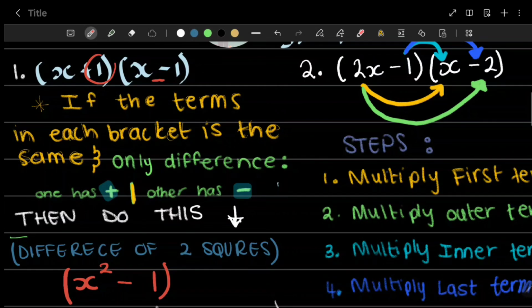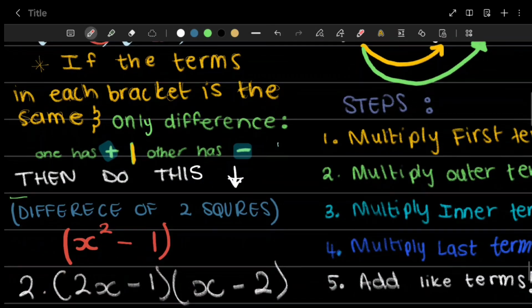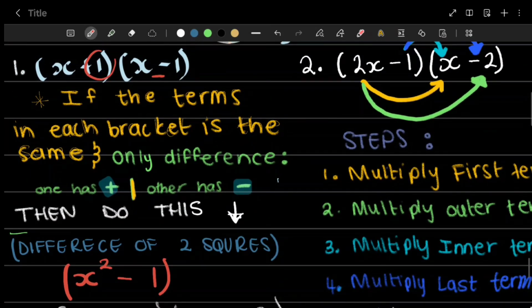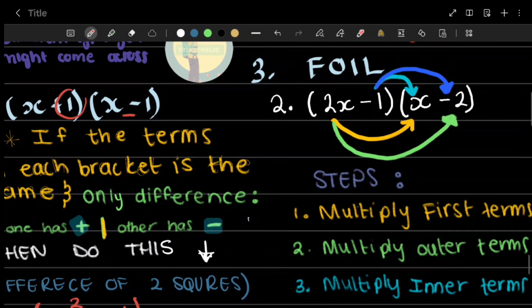And that saved us so much time. Rather than going and doing FOIL, which we will cover after this, you could just do this. And remember, this is only when each of the brackets has the same terms inside, but they are only separated by opposite signs. So bracket number 1 has a positive sign, but the same terms. Bracket number 2 has the same terms, but the opposite sign, which is a minus. Okay, now that we did that, let's go on to FOIL.